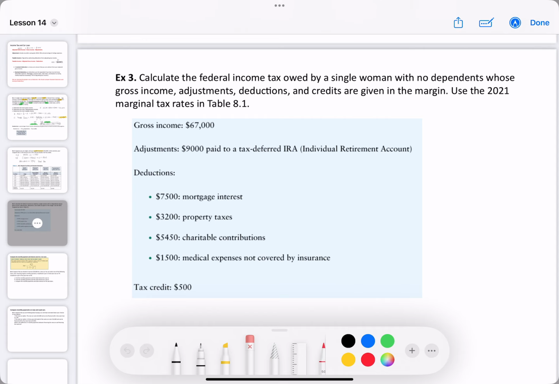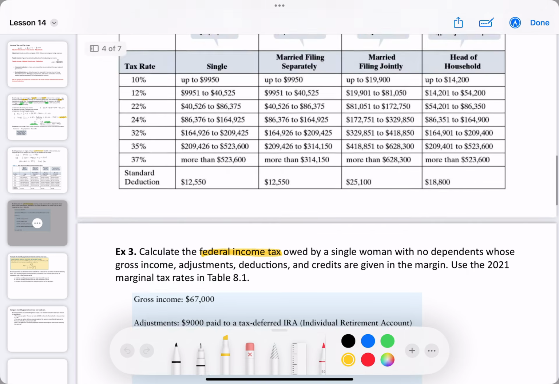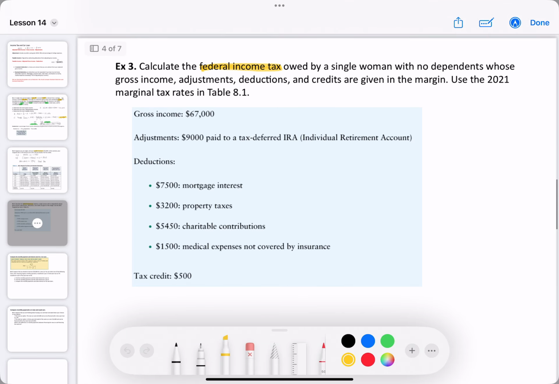Example 3, calculate the federal income tax. We're looking for the federal income tax owed by a single woman, single again, with no dependents, whose gross income, adjustments, deductions, and credits are given in the margin. Use the 2021 marginal tax rates in Table 8.1. That means this table.